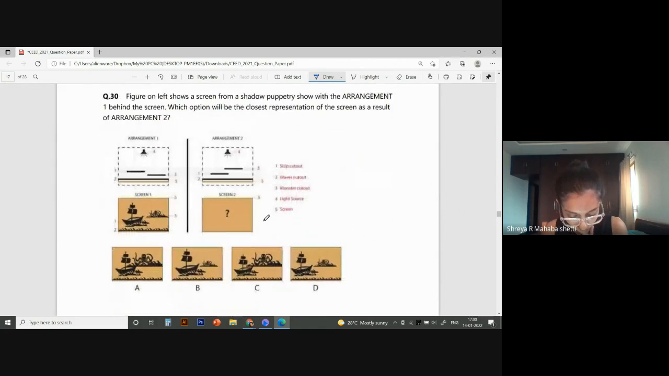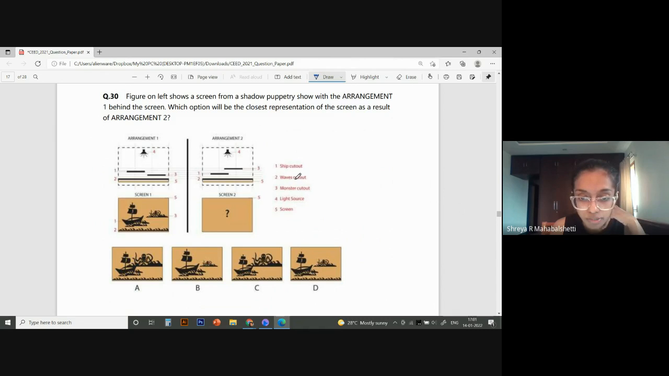Okay. Figure on the left shows a screen from a shadow puppetry show with the arrangement behind the scene. Which option will be the closest representation of this scene as a result of arrangement 2? Okay, so here it is said that option 1 is ship cutout. The closer it is, the bigger it is, and the farther away it is, the smaller it is. Then 2 is waves cutout.